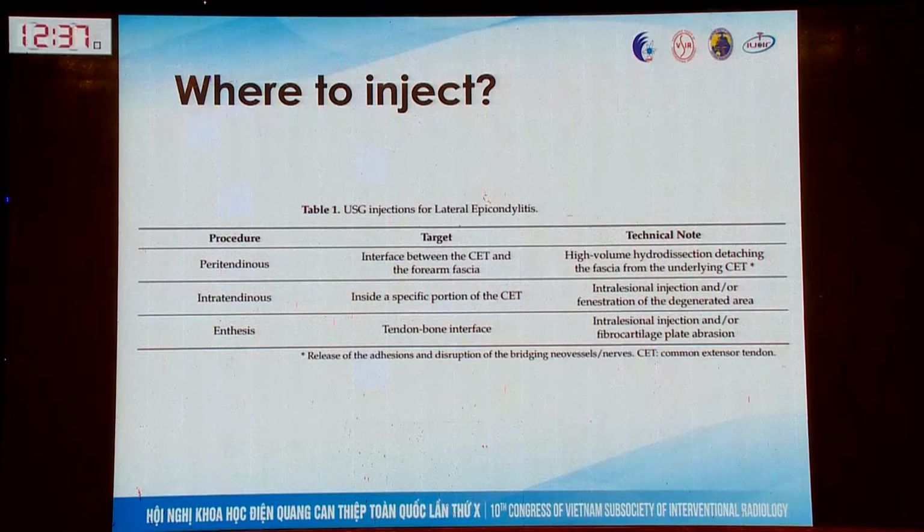And the second one is the intratendinous technique. Its target is inside a specific portion of the common extensor tendon, like a hypoechoic lesion on ultrasound.